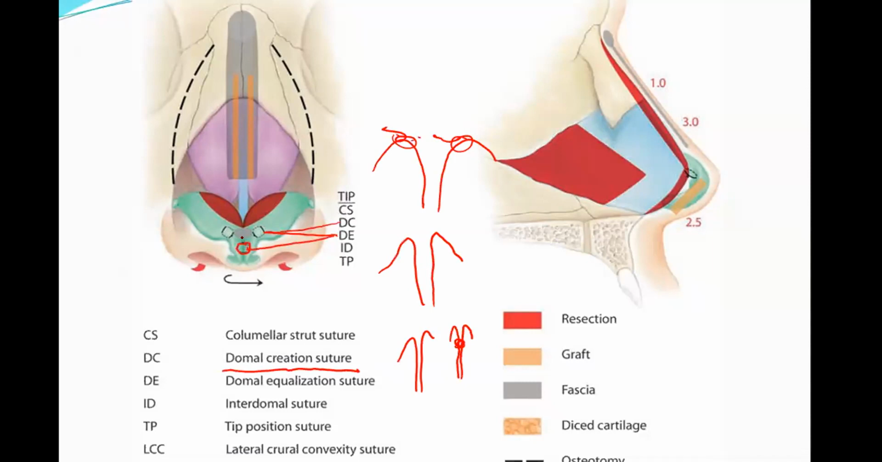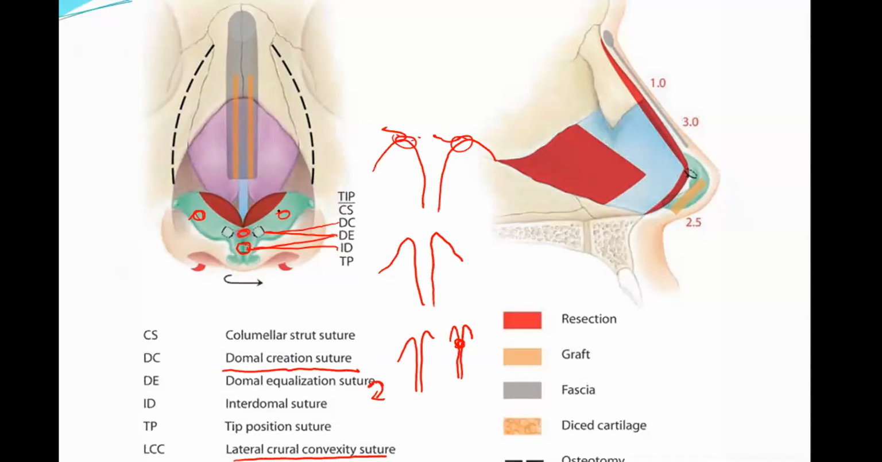You can have an interdomal stitch as well, and this also can account for an interdomal stitch. You can see that here also you can have an interdomal. Usually these are interchangeable, the domal equalization and interdomal. Now, another important thing is the lateral crural convexity suture. Sometimes what happens is the lateral crura is too convex, you need to make it concave, or concave and you need to make it convex. So you put the lateral crural convexity stitches out there.